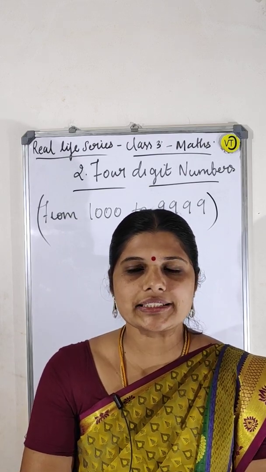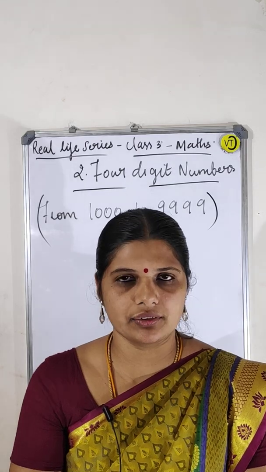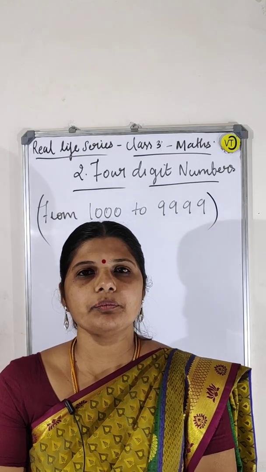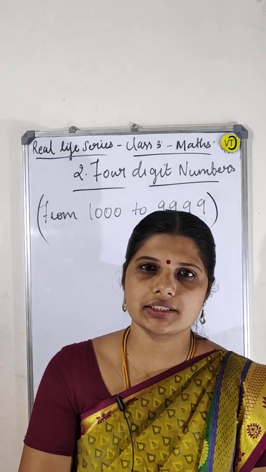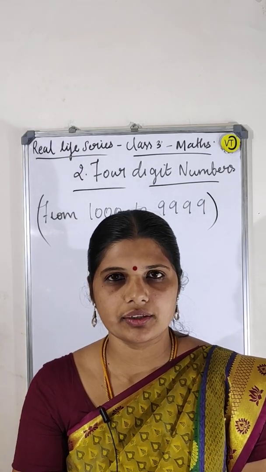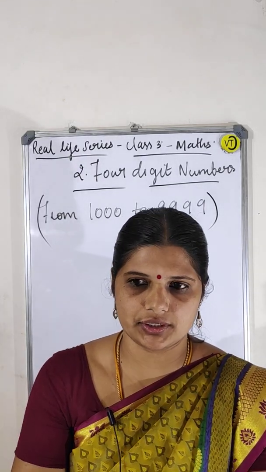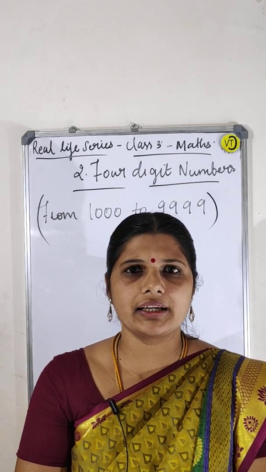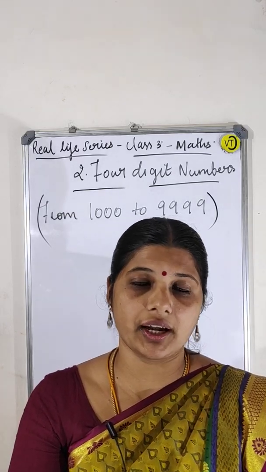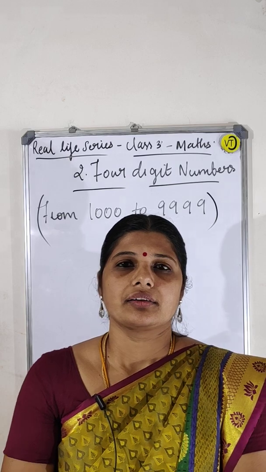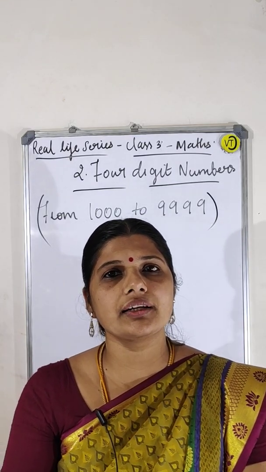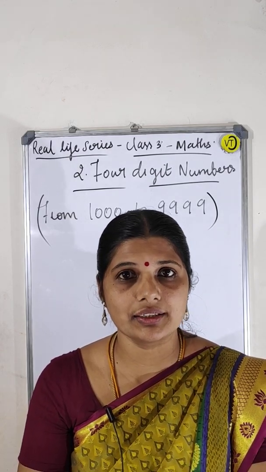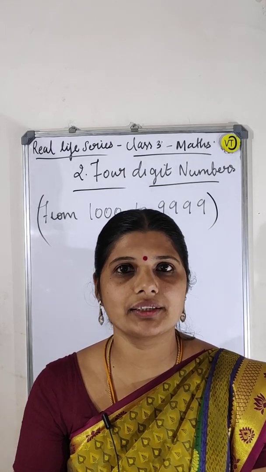Now, successor means adding 1, as I told you. Predecessor means subtracting 1. 9 plus 1: the greatest 1-digit number plus 1 gives you the smallest 2-digit number. The greatest 2-digit number is 99. Adding 1 gives the smallest 3-digit number, 100. And the greatest 3-digit number, 999, plus 1 gives you 1000. It is the smallest 4-digit number.